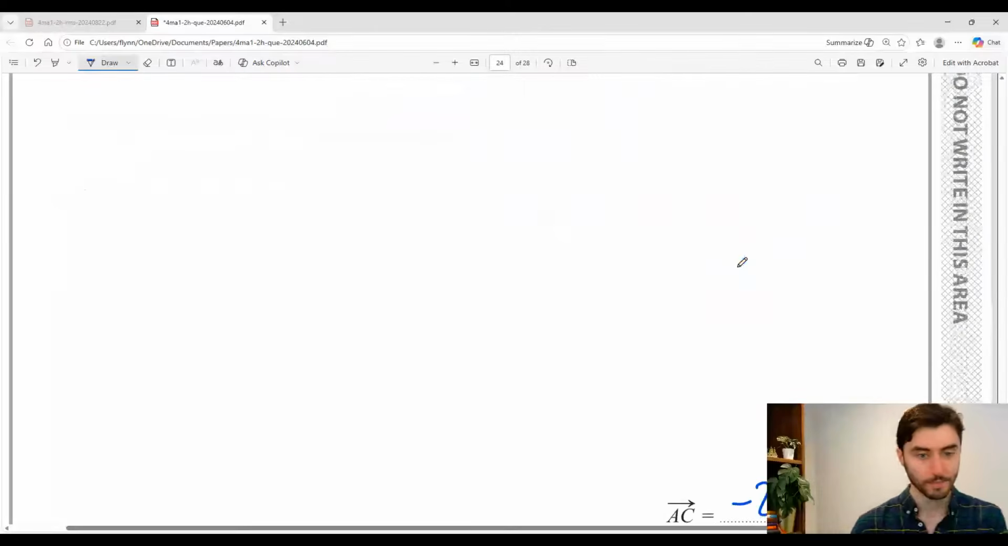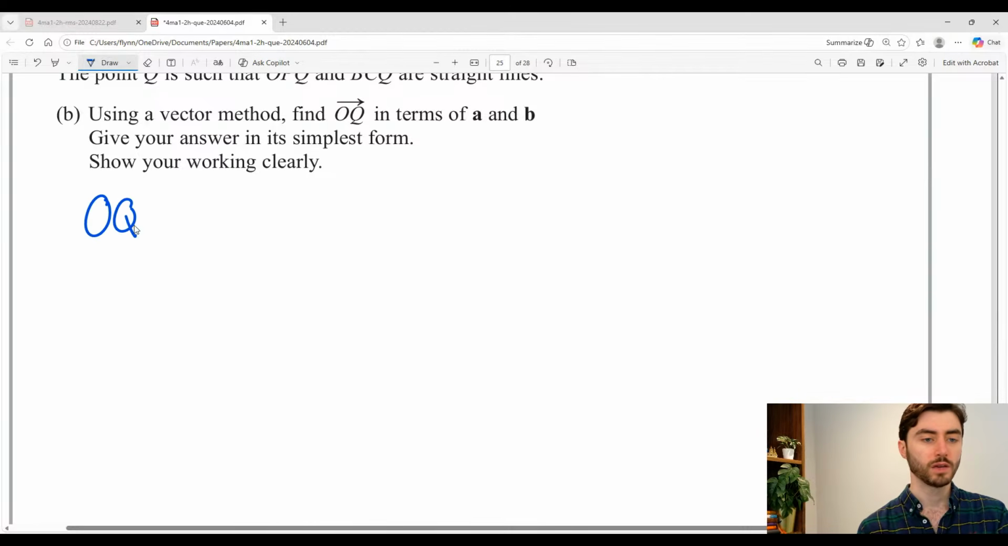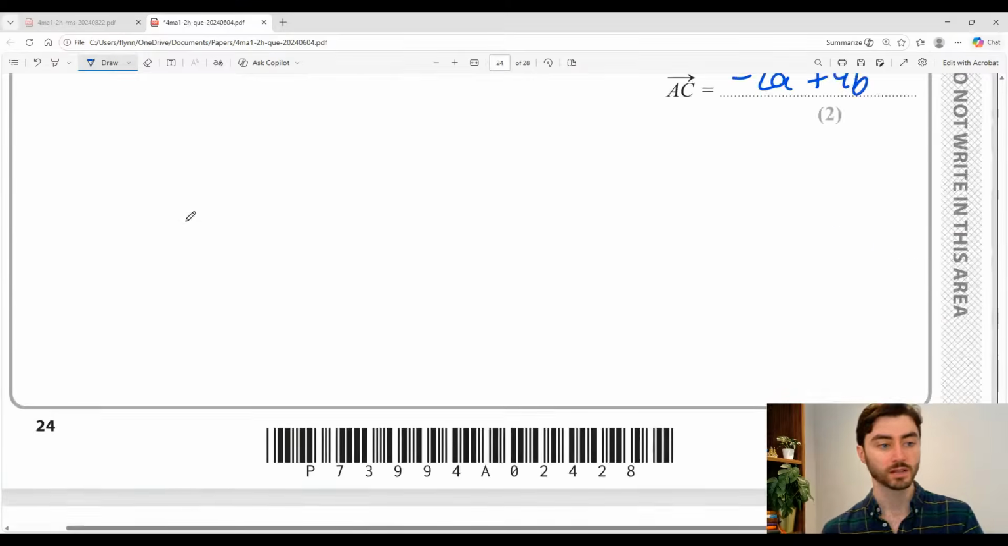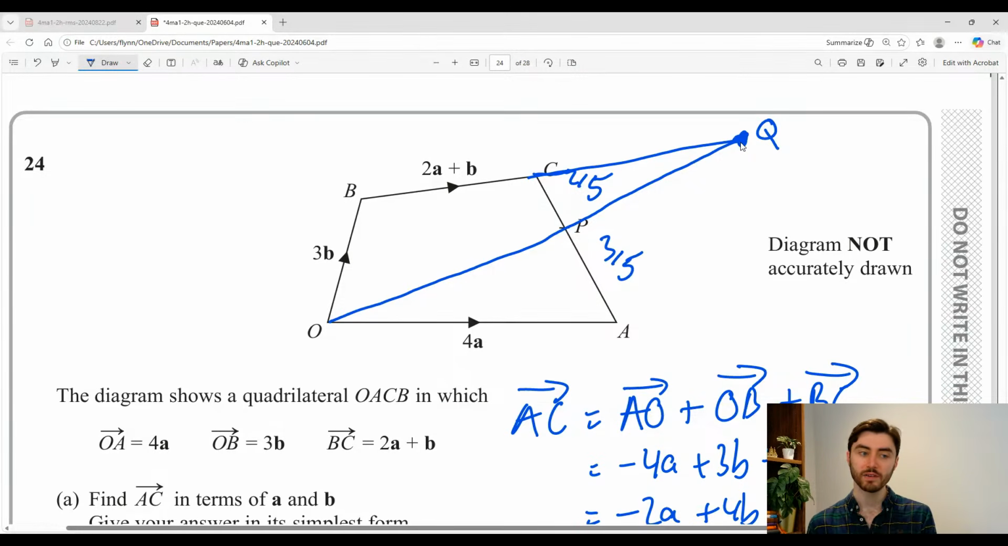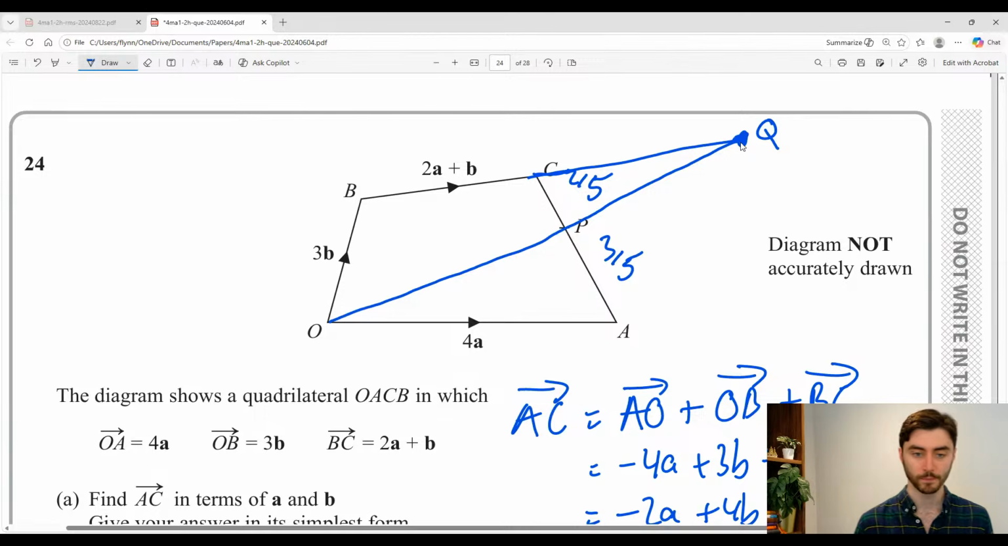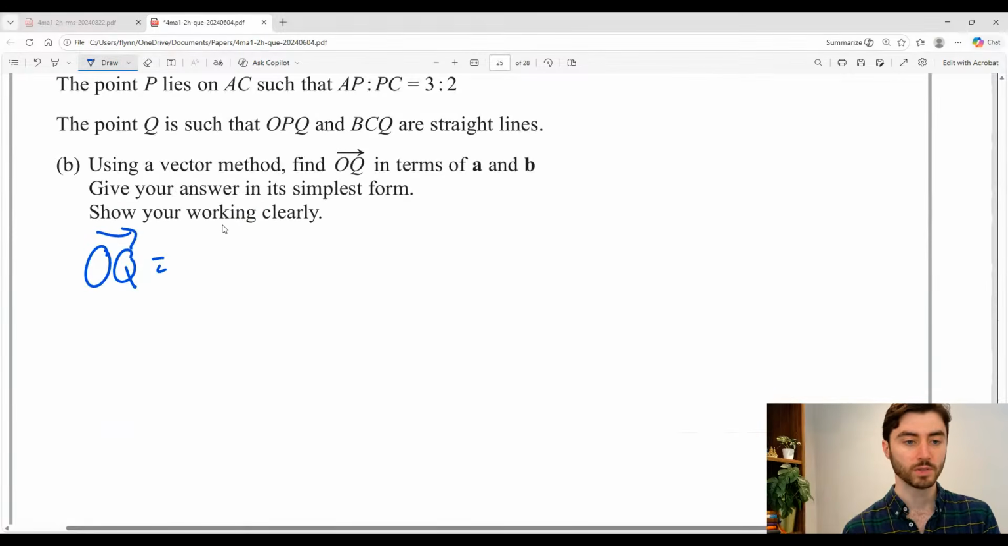So what do I mean by that? I mean, let's find OQ first as being just direct from O to Q, because the two paths that intersect are OQ and BQ. Now, because this is a straight line, we know that OQ is parallel to OP, and to be parallel to something in vectors means that the vectors are multiples of each other. So it means OQ is some multiple of OP, which I'll say it's K lots of OP, for instance.